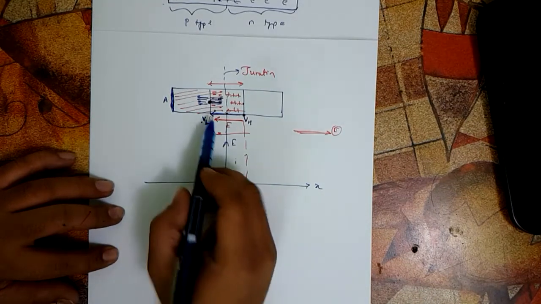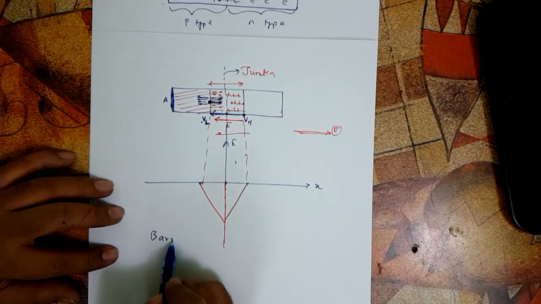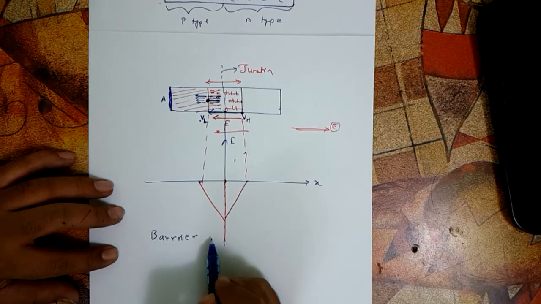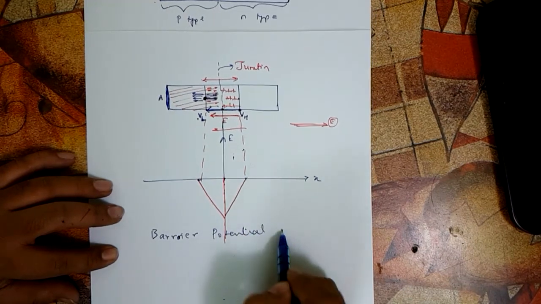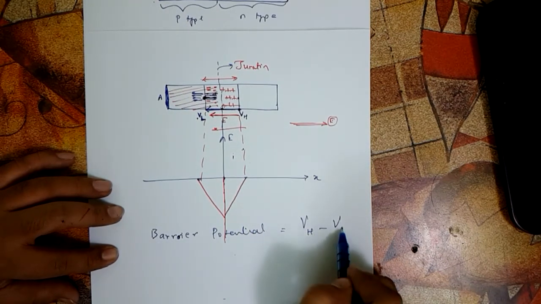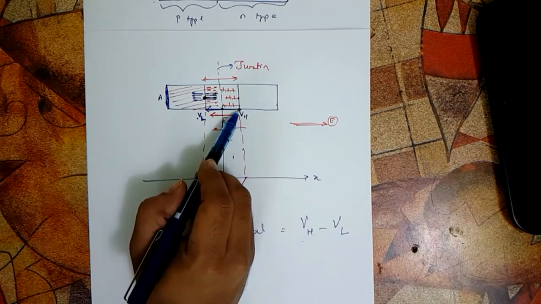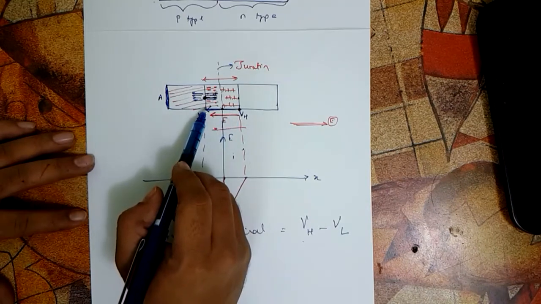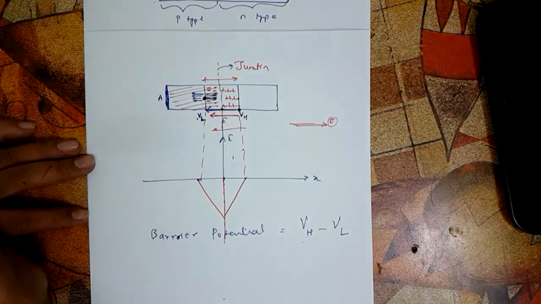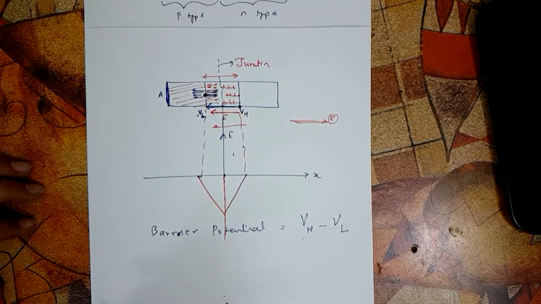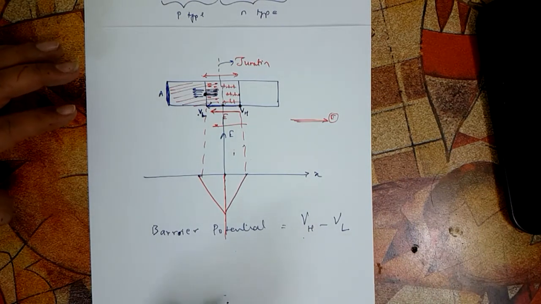And this potential difference across the ends of the depletion region is called the barrier potential. So barrier potential is V high minus V low. What is V high? V high is the potential at the end of the depletion region on the N side, and V low is the potential at the end of the depletion region on the P side. So this is what is there for the p-n junction in equilibrium.